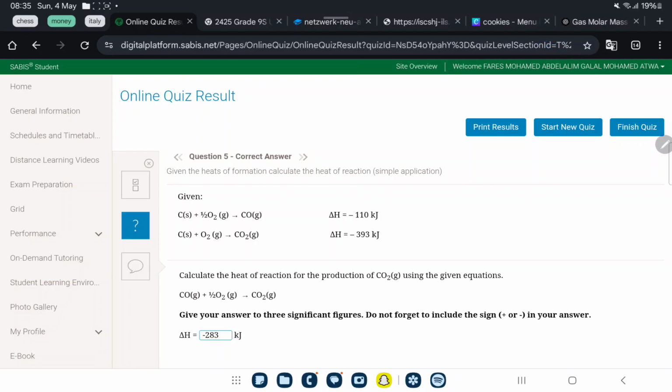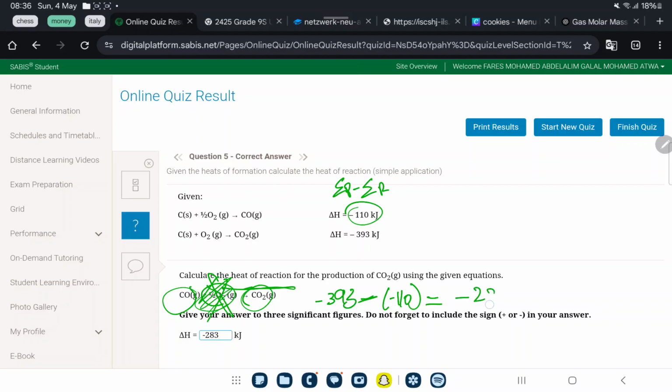Question 5. Here they're asking for the heat of the reaction for CO2. The heat of the reaction is products minus reactants. So here CO2 is minus 393, minus CO, minus 110, and O2 is 0. Since it's an element, it's 0, so just don't put it. And it gives minus 283.